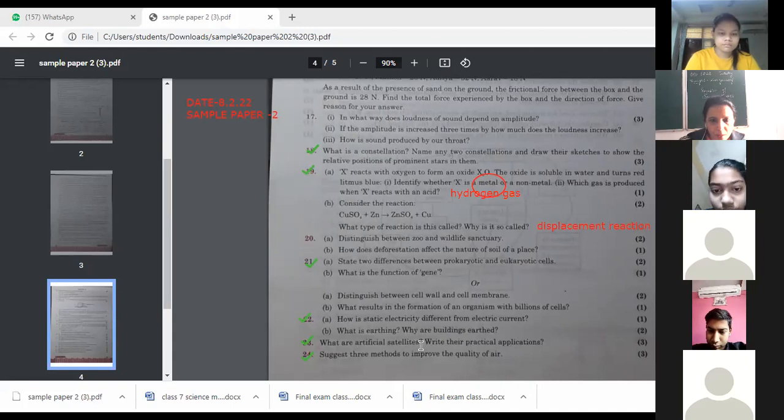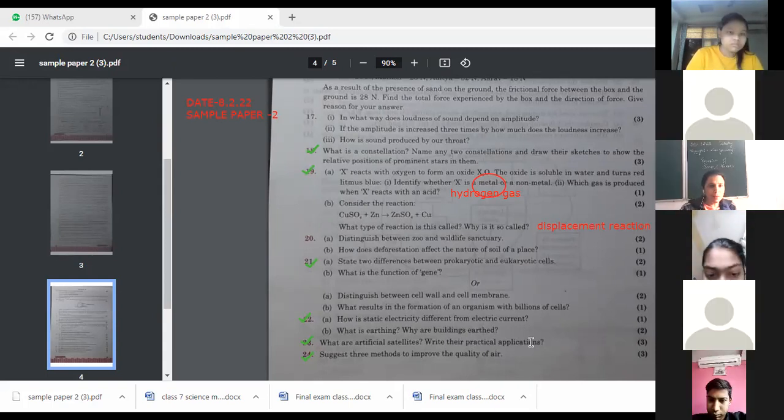Next is, what is earthing? Why are buildings earthed? So what is the use of earthing? Yes, Ananya Jain. And you must have seen the wire of earthing in many of the electrical appliances. Kindly tell. Ananya Jain, if you want, you can. Otherwise, yes, tell quickly. What is earthing? Am I audible? Yes.